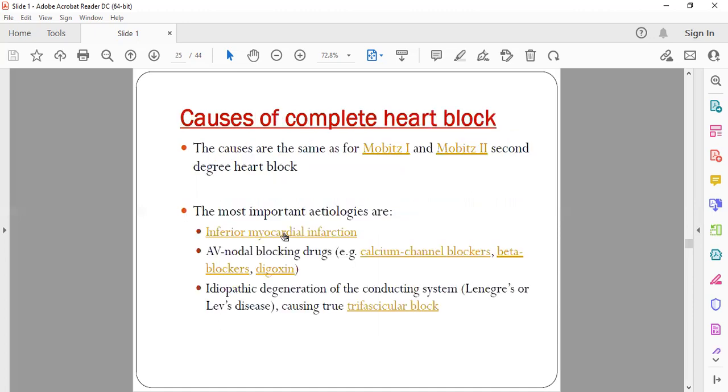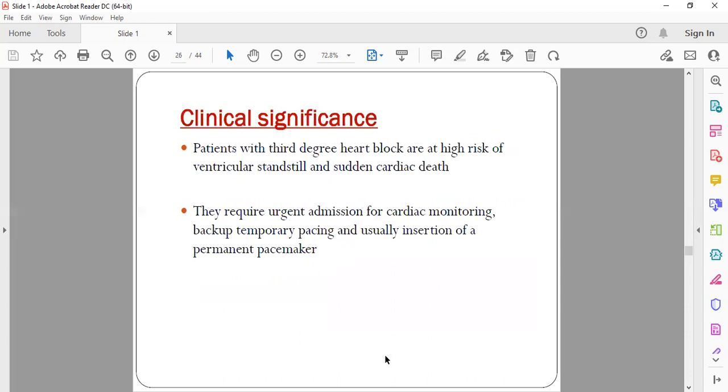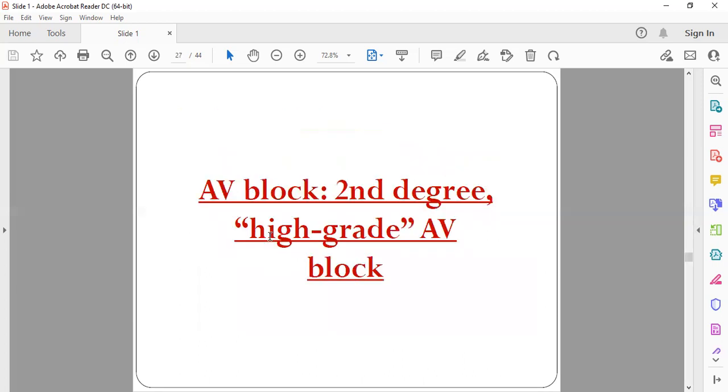Most important causes are inferior wall MI, then AV node blocking drugs and idiopathic degenerations. Clinical significance: if the patient is not treated immediately, there is a high risk of the ventricles stopping and sudden cardiac death. The patient should be immediately put on a temporary pacemaker followed by a planned permanent pacemaker.